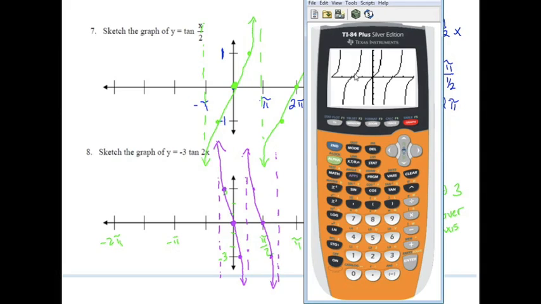Now, if you're not getting the same thing here that I have here, make sure you go to your mode, and you want to make sure you're in radians because we're counting by radians. We're counting by pi's here, not by degrees, not by nice whole numbers, but we're counting by radians. So make sure you go to radians if you're not getting that to match up exactly.